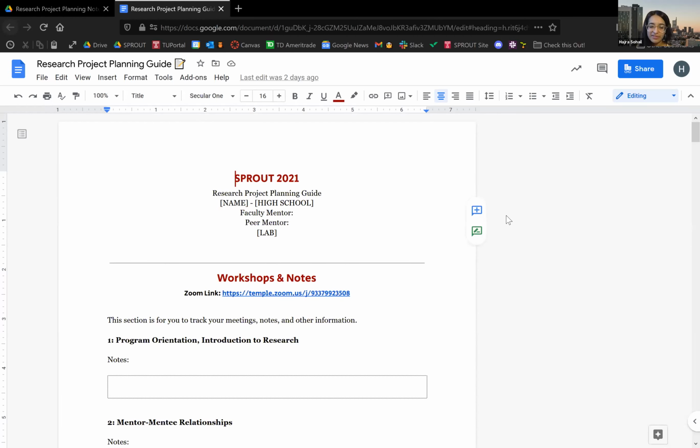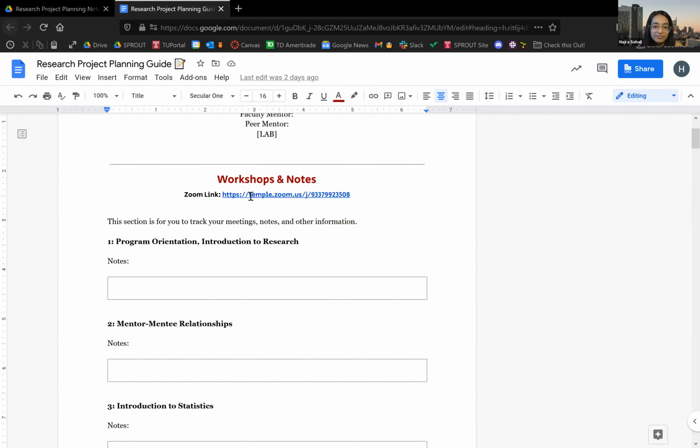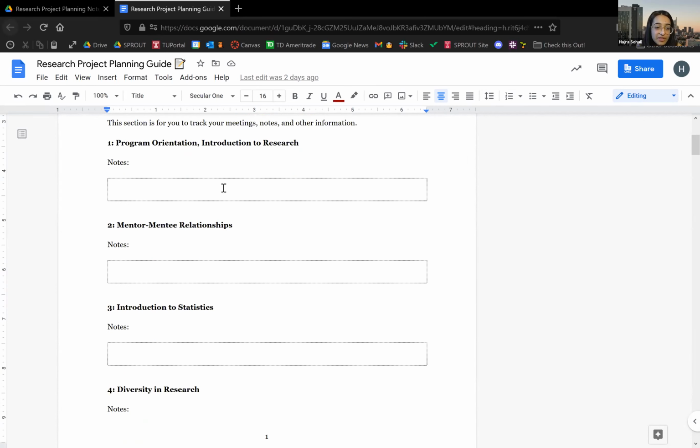This is going to basically be an all-in-one document where you are going to be actively tracking your progress, at least for Sprout. You might have other things for your own lab, but for Sprout, this is how we would like you to take note of what you've been doing. I put the Zoom link here for you to easily click whenever we meet. This is where you would put your notes for today.